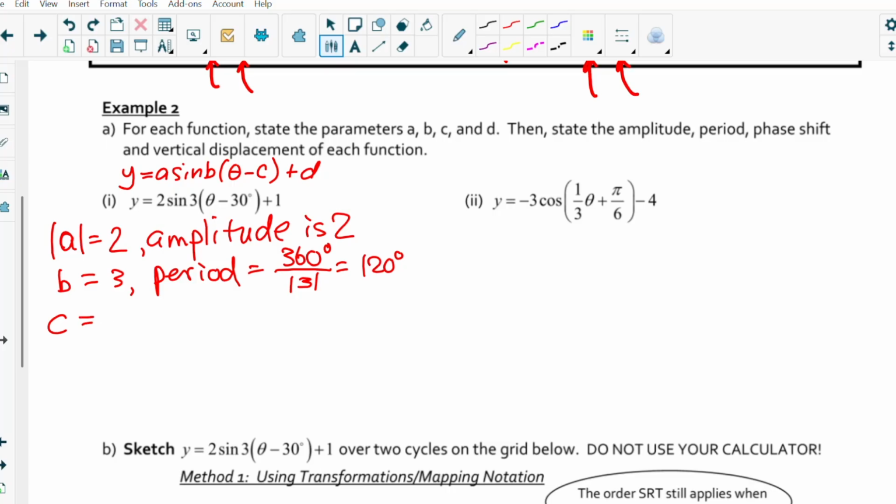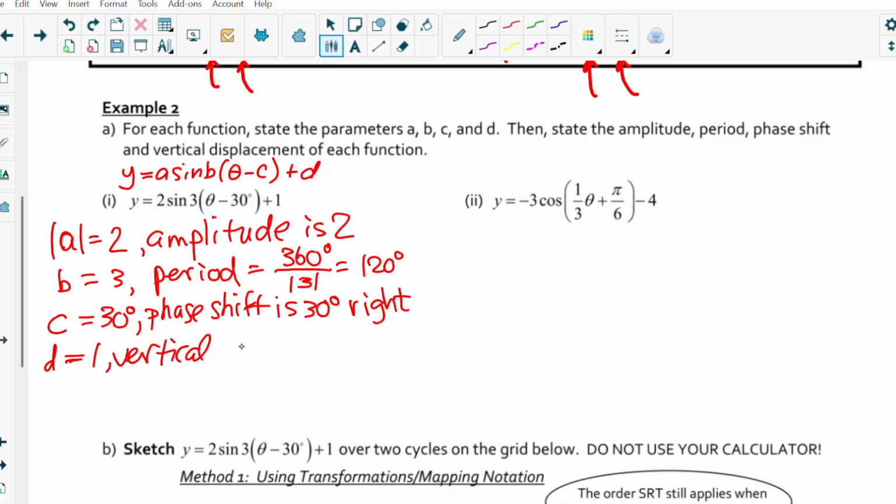C, that's the phase shift. That's 30 degrees. So the phase shift is 30 degrees to the right. D, which is the vertical displacement, equals 1. So the vertical displacement is 1 unit up. Okay. Next one.